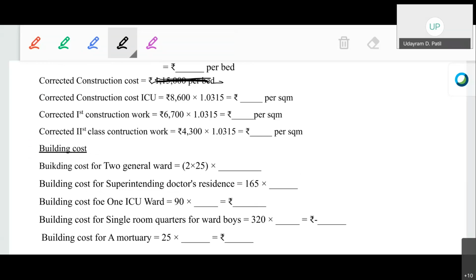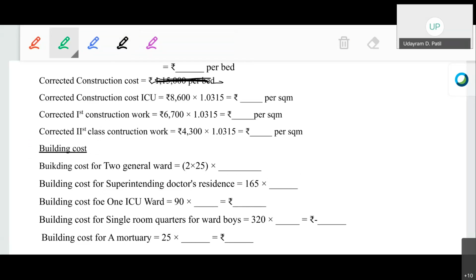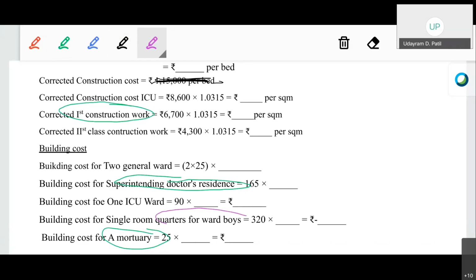Remember, for the superintending doctor's residence and for the mortuary, the rates will be of the first class construction work, whereas for the single room quarters of the ward boys, the rates will be of the second class construction work. For the superintending officer and the mortuary, rates will be of the first class construction work, and for the quarters of the ward boys, the construction rates will be of the second class construction work.